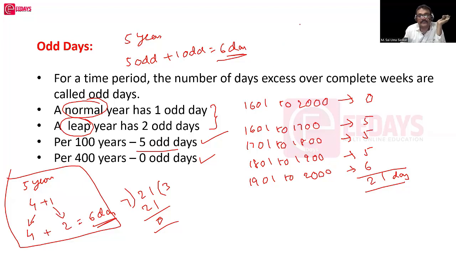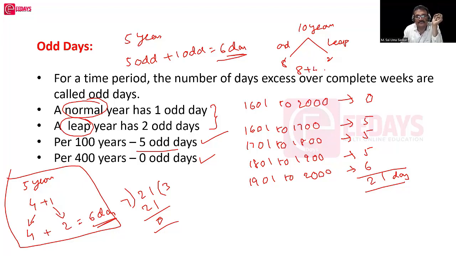Okay. Suppose 10 years are there. How many odd days for these 10 years? See, there are 2 ways. If you split this, it is 8 ordinary years and 2 leap years. For every ordinary year, we have 1 odd day. For 8 ordinary years, how many odd days are there? That is equal to 8. For every leap year, we have 2 odd days. For 2 leap years, how many odd days are there? 4.